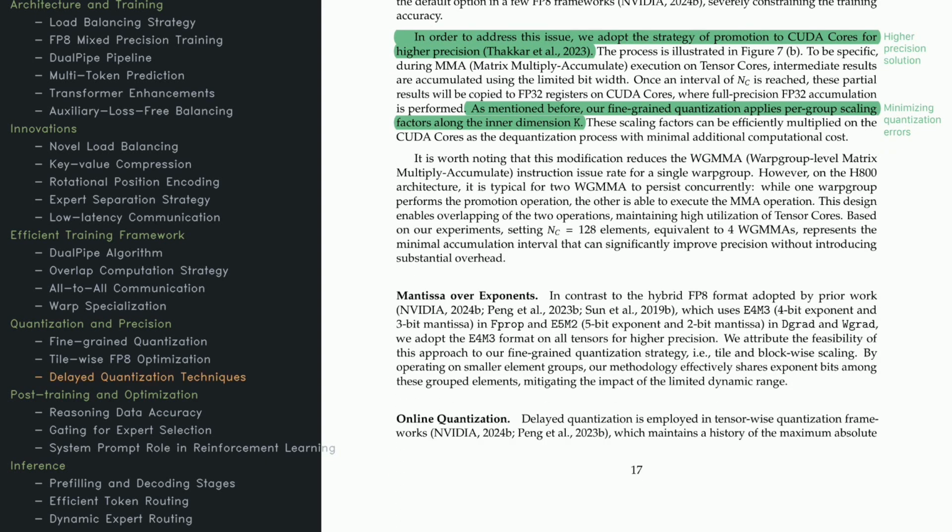The text then outlines more FP8 refinements. Per-group scaling mitigates large matrix operations, and E4M3 quantization balances exponent and mantissa bits. Delayed quantization tracks maximum values over time to adapt scale. These strategies safeguard stability, letting the model leverage FP8 speeds.